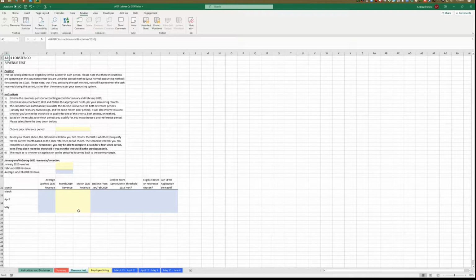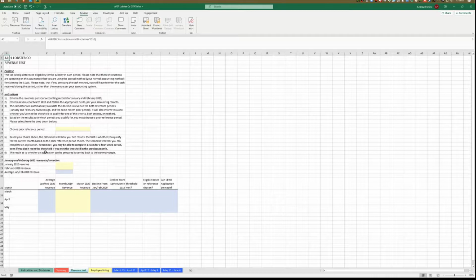So what's a drop in revenue? Well, the comparison is you will take the month that you're in. So we're going to be using an example of March 2020, and you can compare it to either March 2019, or you can choose to compare it to the average revenues from January 2020 and February 2020. It is your choice. Now, it is important that in making that choice, you think long and hard and consider what your future is going to look like, because once you've made that choice, you're going to be stuck with it for the remainder of the program.